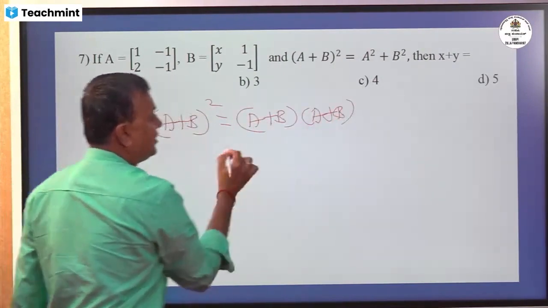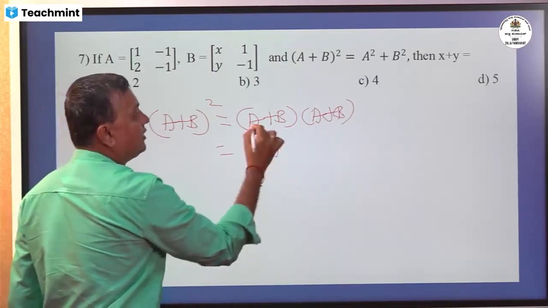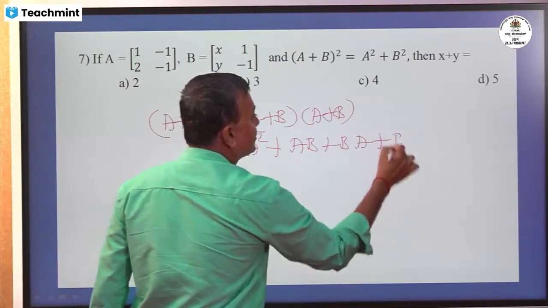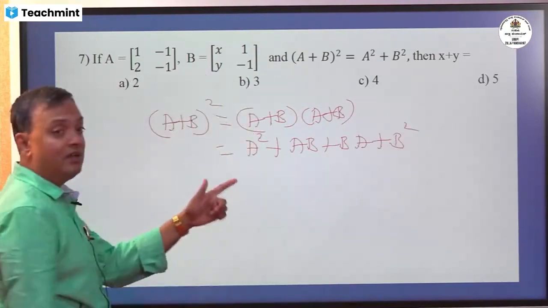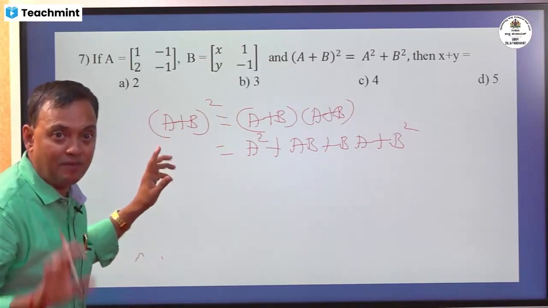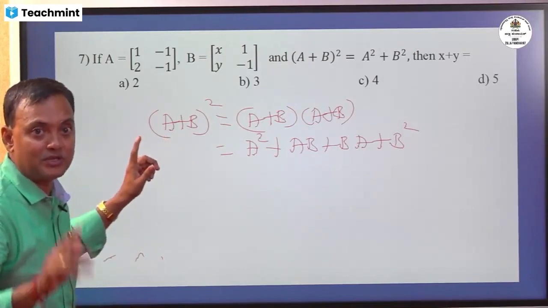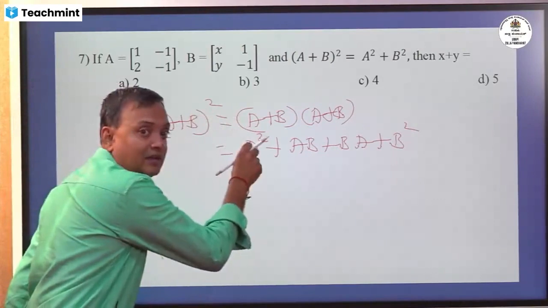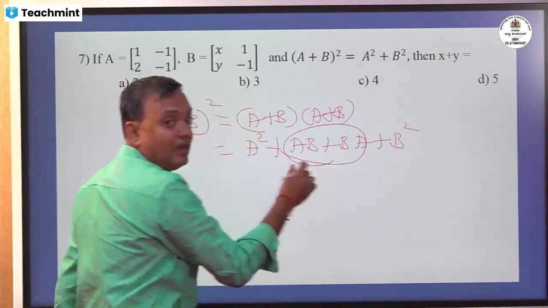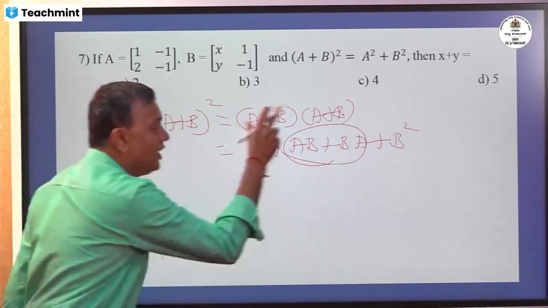So this is A into A, A square, then AB, then BA, then B square. So don't write like this: A plus B whole square is A square plus B square plus 2AB, as in the usual SSLC identity. Don't write it here like this, because AB is not equal to BA. Matrix multiplication is not commutative.